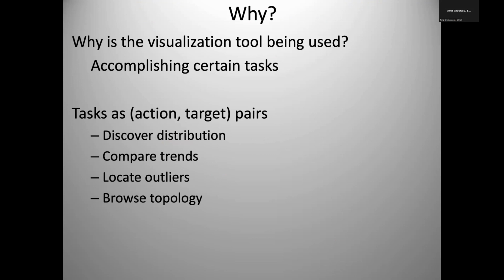Then we can define a nice vocabulary on what visualization at a high level tries to accomplish. You can think of a task as an action and a target pair. And these cover quite a range of things. So maybe we are interested in discovering a distribution, or we are interested in comparing a trend. We are interested in locating an outlier, or browsing the topology of something. So there is an action and then there is a target. And that provides a good way to think about which design we may want to consider for our data.